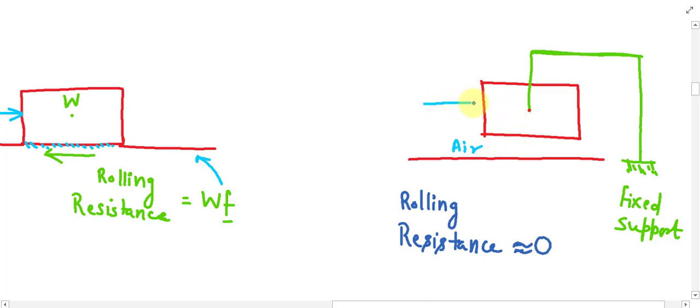Now if I provide a force in this direction, there is no friction force in this direction. Hence the rolling resistance caused by this friction is negligible or equal to 0. Although there is friction due to air and the surface of this bottom side, this friction produced by air is very small, hence we are saying that it tends to negligible. In this case we can say that there is no friction coefficient.